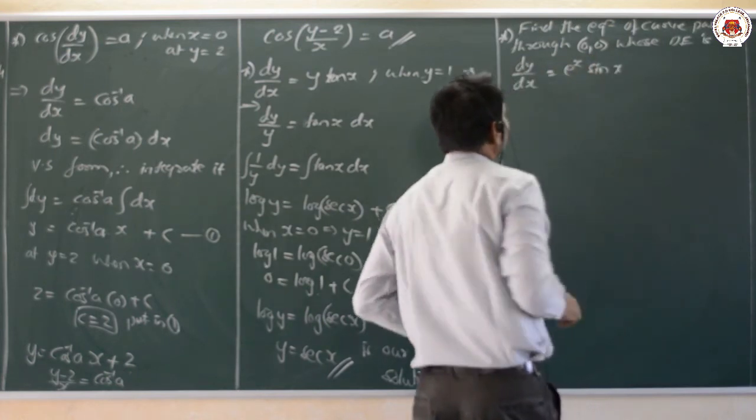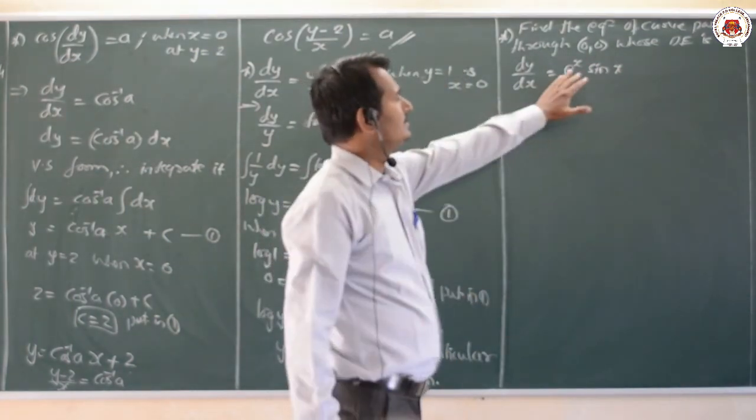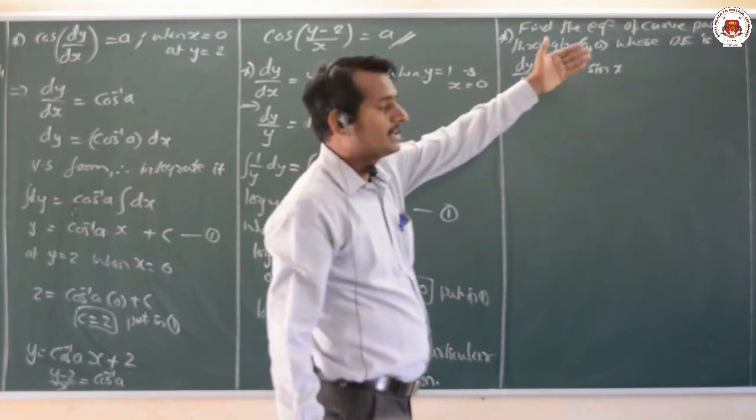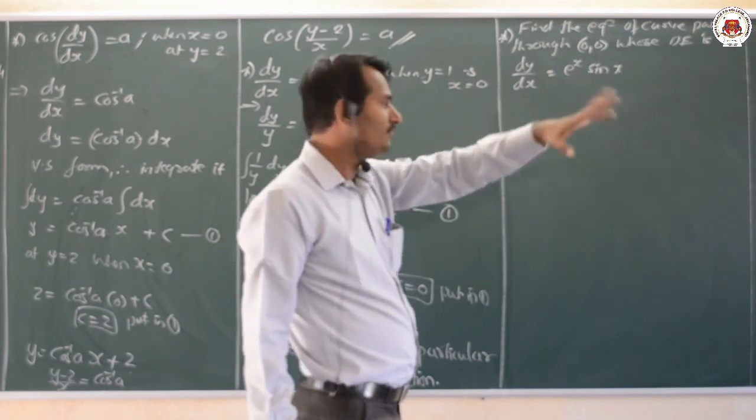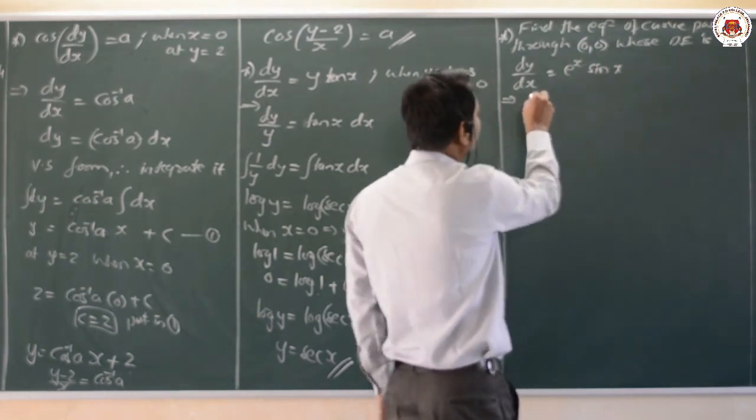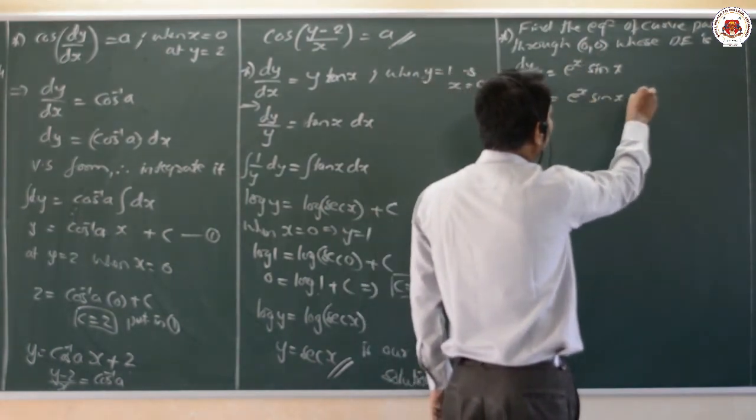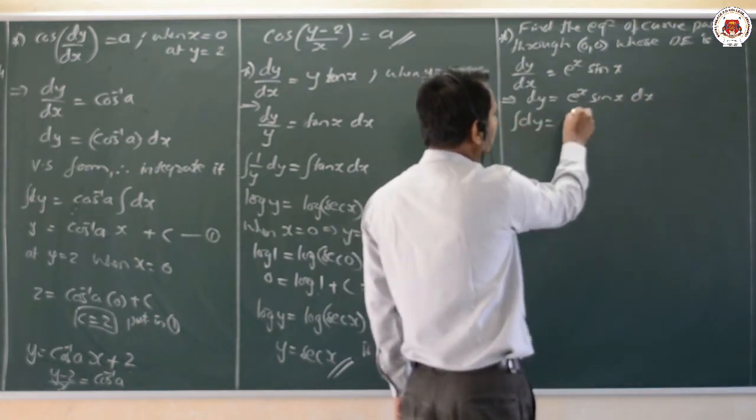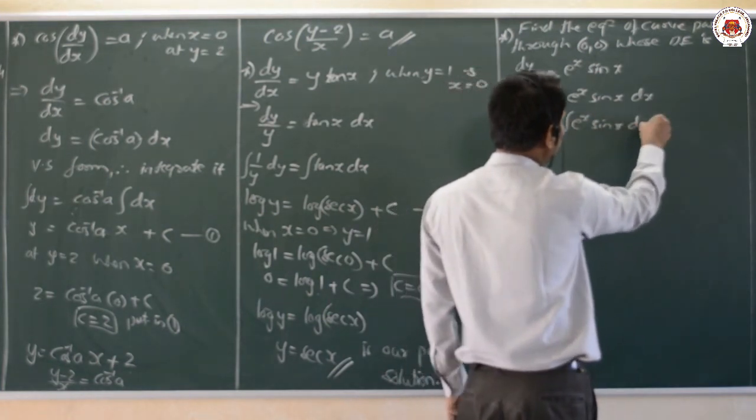Now here the problem is very, very simple. e raised to x sin x is on one side, dy by dx on the other side. If we cross multiply dx to the RHS, it becomes our variable separable form. And he has also given the initial condition, that is 0 comma 0. So dy is equal to e raised to x into sin x into dx. In variable separable form, integrating, y is the integration of e raised to x into sin x dx.